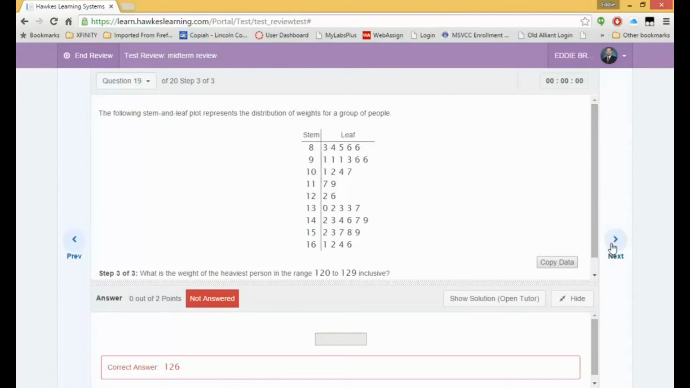What is the weight of the heaviest person in the range 120 to 129 inclusive? 129 is the most, so the closest or the heaviest one would be 126, right? 126.